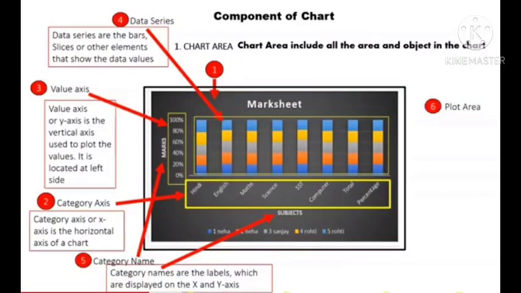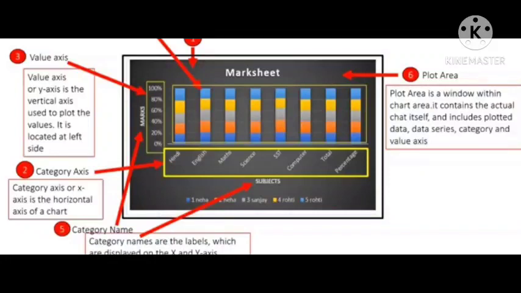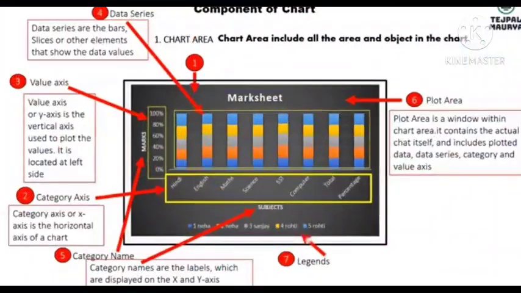Next we have the plot area, number 6. On the right hand side of the picture you can see the plot area. Now what is the plot area, children? See over here, the black portion marked is called the plot area. The plot area means where exactly your graph is. It is a window within the chart area. It contains the actual chart itself and includes the plotted data, data series, and category and value axes.